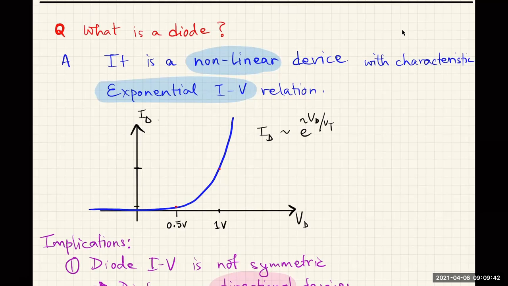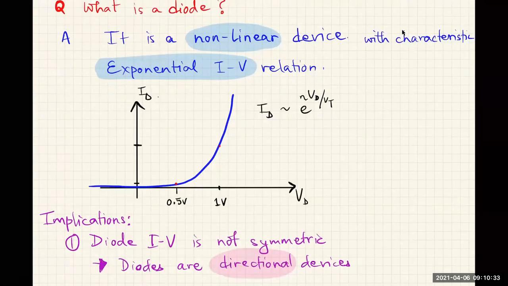Okay, so this is a typical curve that you're seeing here for a diode. Now what are the implications of the diode IV relation being exponential? The first thing that you should notice about this curve is that it is not symmetric in voltage, which is to say applying a positive voltage across the diode versus a negative voltage does not result in the same current. Resistors, capacitors, and inductors were all symmetric devices, except for maybe polarized capacitors, electrolytic capacitors.